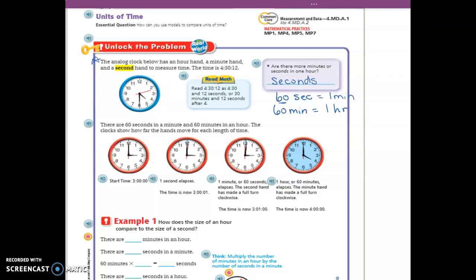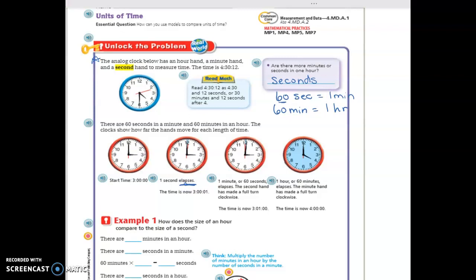So here it is. There's 3 o'clock. 1 second elapses. Now the word elapse means how much time has passed. That is a really key vocabulary word. The reason why it's really important is it will come up throughout the lesson and in other lessons. So elapse equals how much time has passed.